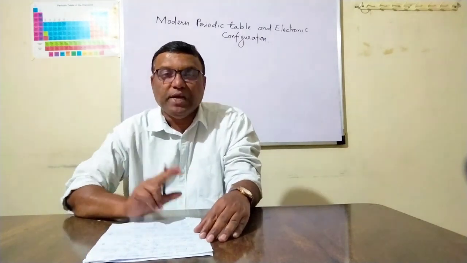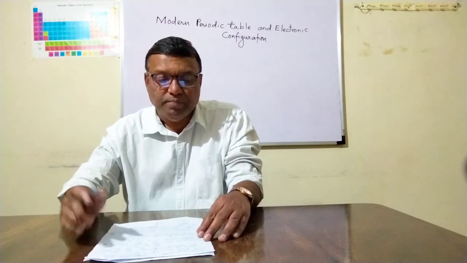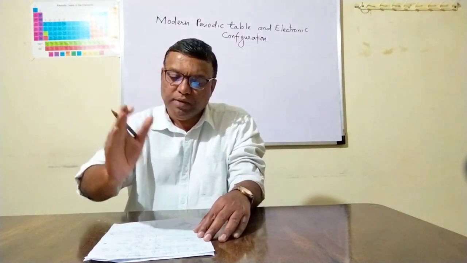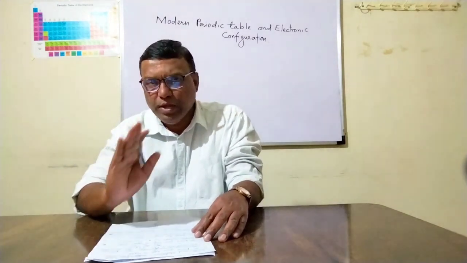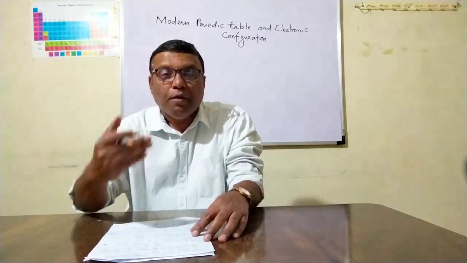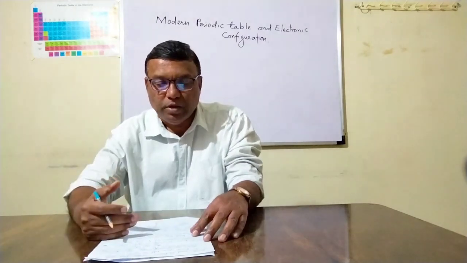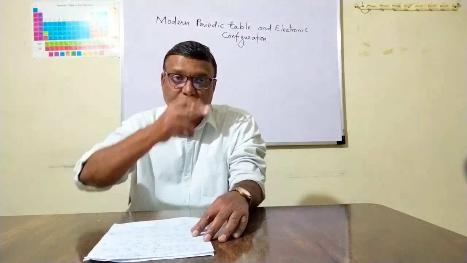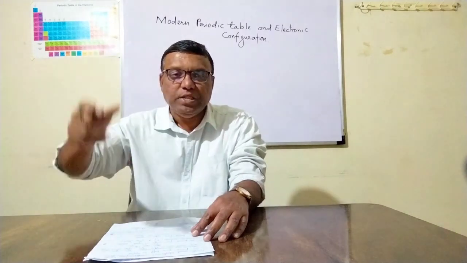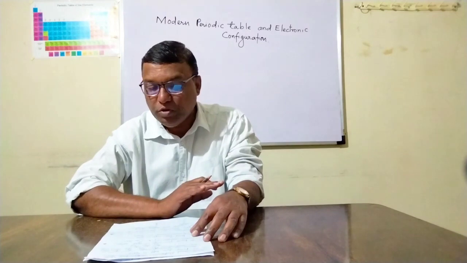The second point related with periods and electronic configuration is this: in the period from left to right of the modern periodic table, the valence electron increases by 1. Valence electrons are the electrons present in the outermost orbit. You understand? You remember?